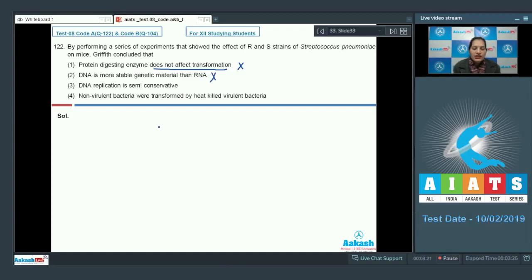Third, DNA replication is semi-conservative. It is also true that DNA replication is semi-conservative. Many scientists proved that also. But this is not the conclusion of Griffith's experiment. So this option is also ruled out.